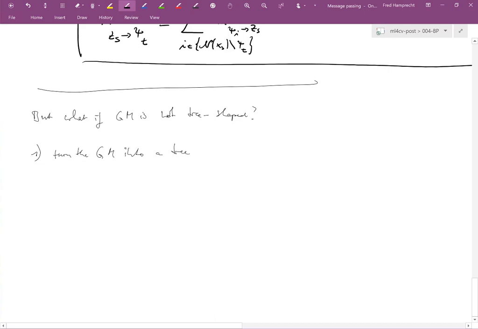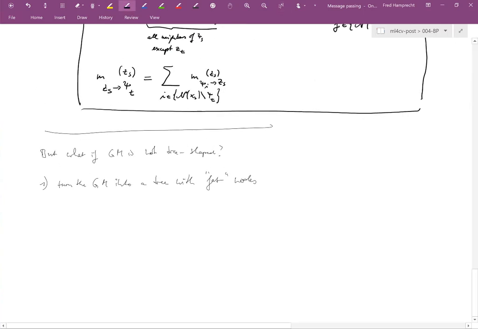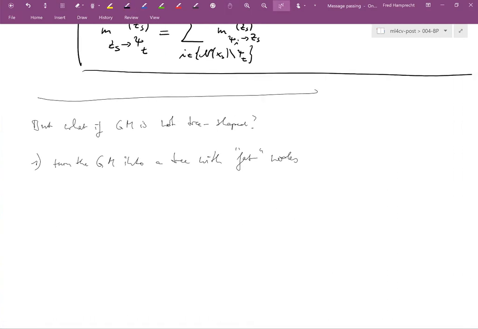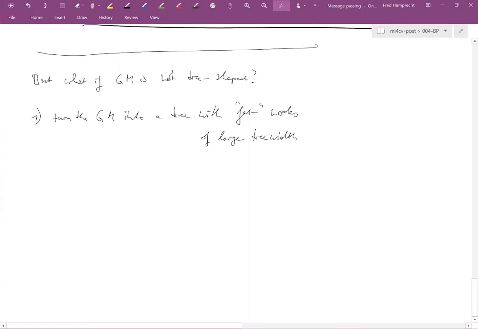Of course, this tree will have disadvantages, with fat nodes. This is not a technical term. The technical term would be a tree of large tree width. Okay, that's the more politically correct. So into a tree of large tree width. What do I mean by this?